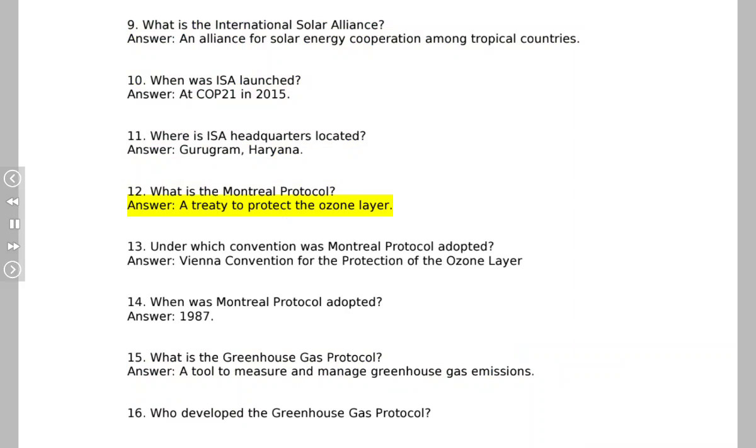Answer. A treaty to protect the ozone layer. 13. Under which convention was Montreal Protocol adopted? Answer. Vienna Convention for the Protection of the Ozone Layer. 14. When was Montreal Protocol adopted? Answer. 1987. 15. What is the Greenhouse Gas Protocol? Answer. A tool to measure and manage greenhouse gas emissions.